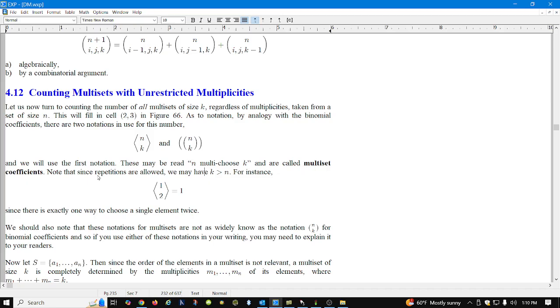Now, since repetitions are allowed in multisets, there's no reason why the lower number k can't be larger than the upper number n. For example, 1 multi-choose 2 is the number of ways of forming a multiset of size 2 from a single element. So that element must be repeated twice. There's only one way to do that.